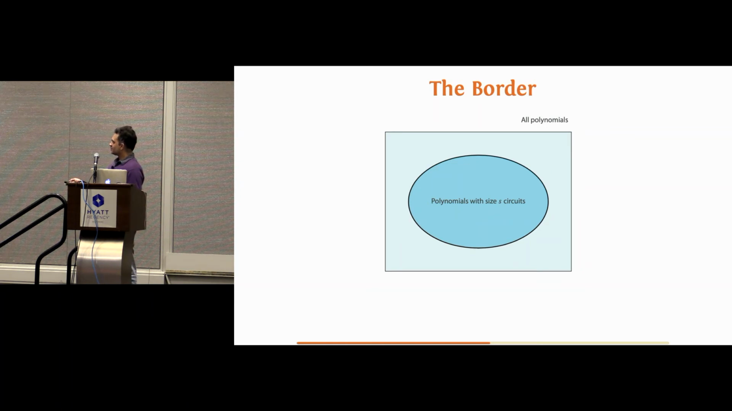The problem is that the picture is not very sharp like this. It's very fuzzy around the edges, which basically means that there are polynomials which are arbitrarily close to those polynomials of small size, but don't have small size themselves. This shows up in, for example, tensor rank and in a lot of areas. And so when we say that something has low border size, I mean that it's not even close to polynomials of small size. That's what we mean by border size.